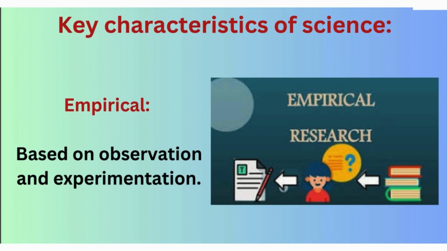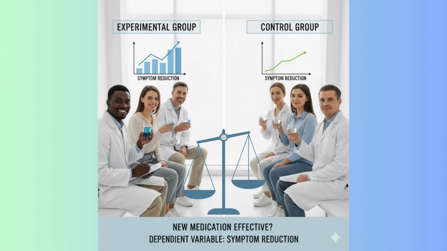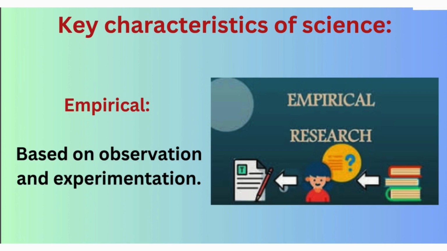There are different characteristics of science which should be understood before the scientific method. The first characteristic is the empirical test. By definition, it is based on observation and experimentation. This can be explained with an example: testing a new medication by randomly assigning the participants to two different groups, one receiving the drug, which is the experimental group, and one receiving a placebo, which is the control group. The dependent variable, for example symptom reduction, is measured and compared between these two groups. This shows that empirical tests are based on observation and experimentation.